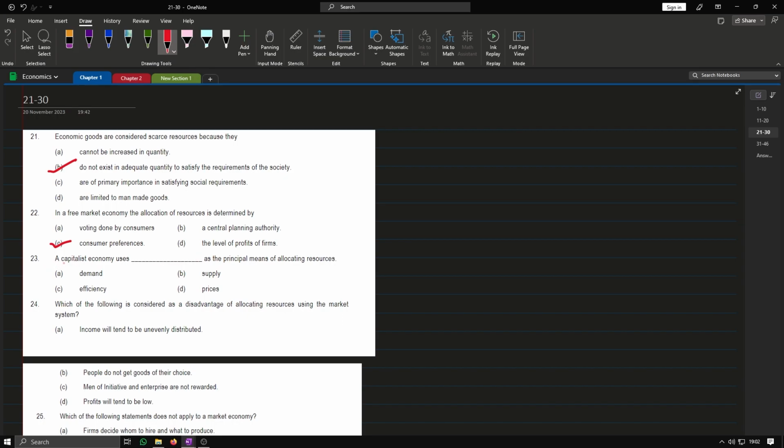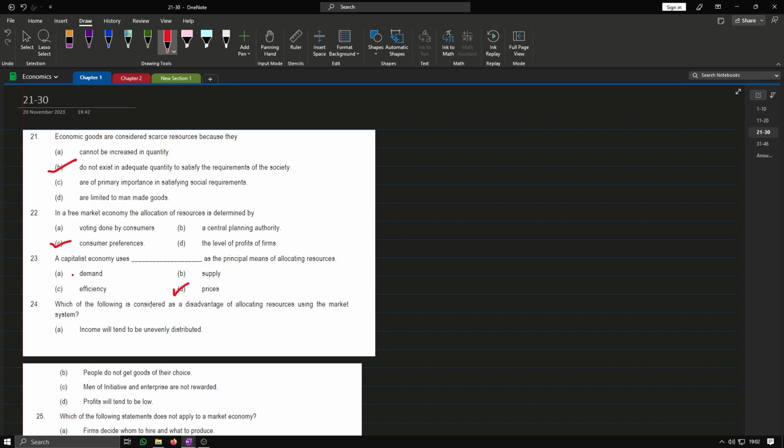Question 23. A capitalist economy uses dash as the principle of allocating resources. How does a capitalist economy allocate resources? Is it by demand? It might be, or supply, efficiency, or prices. It's prices. Capitalist economy, prices.